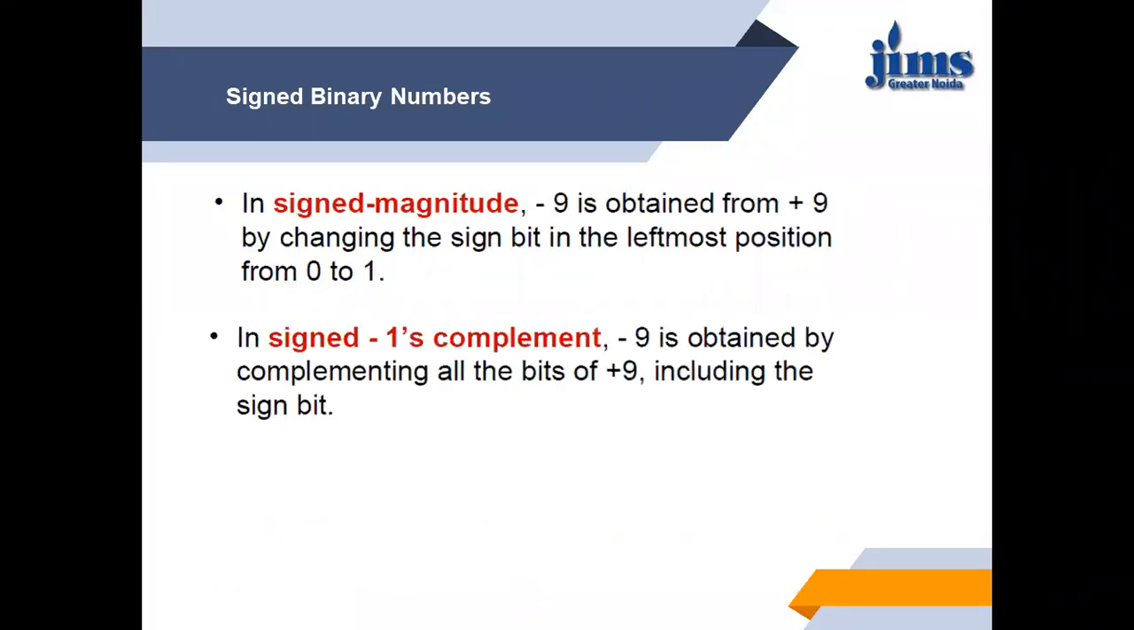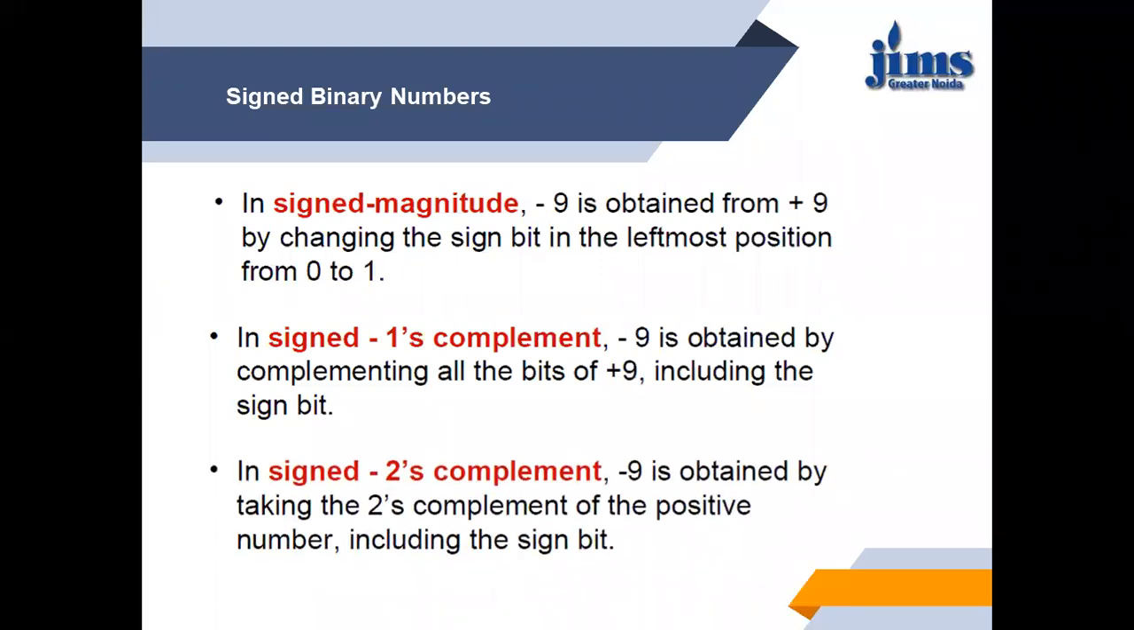Or in signed 1's complement, a negative number is obtained by complementing all the bits of +9, including the sign bit. We take the 1's complement of the 8-bit string, then it will represent its negative value. Because when we take the 1's complement, the leftmost bit, the sign bit, which was 0 initially, will automatically be 1. Now in signed 2's complement, -9 is obtained by taking the 2's complement of the positive number, including the sign bit, what we have done in the previous example.